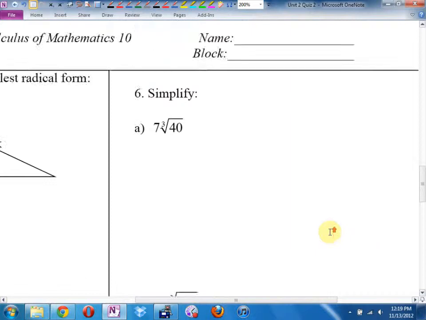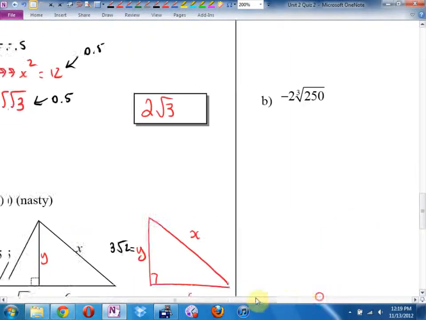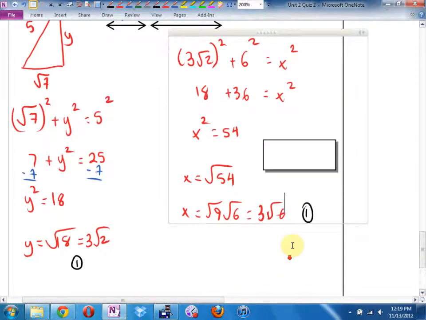A couple more, we're done. Carmelina, what was your question? 3 root 6. I can put this up later, or you can print it up at home and try it yourself.